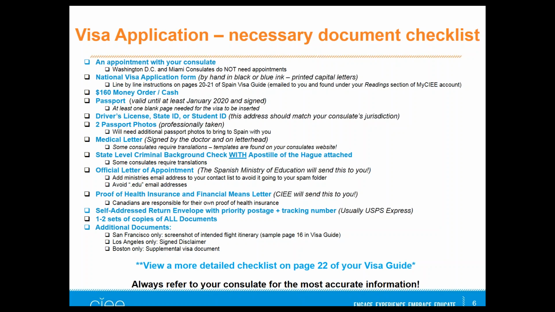The next thing on the list, which I'm going to expand a little bit further as well in the following slides, but just to get this quick overview of what's needed for your application, is the medical letter. So this is different than the CIEE medical form, and I'll clear that up as well in the following slides. But the medical letter is going to be a signed letter from your doctor, and it's basically just going to say that you're free of any contagious diseases. You don't have measles, you don't have anything like that, and that you're safe to travel.